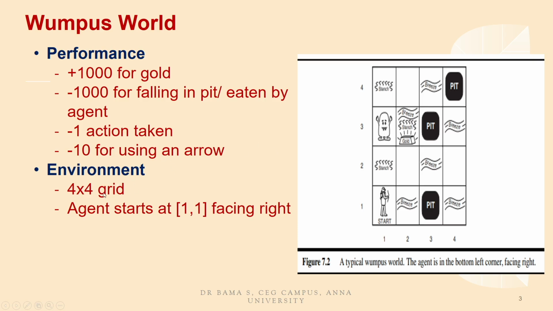So, the environment here is going to be a 4 cross 4 grid, where there are 4 on the row side and 4 on the column side, and the agent starts at 1 1. So, we normally say the column at 1 and this is this position. So, we call this as 1 1. Now, the action of this agent is going to be either he can move right, move left, move down, up, he can grab something, here it is going to be gold, and he can shoot.